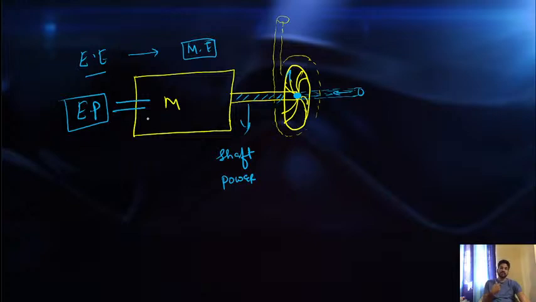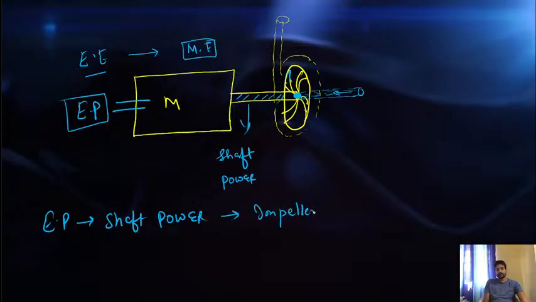We cannot say, because there are some losses. In a similar way, can we say that whatever the shaft power has, that total power is transferred to the impeller? Can we say it? So actually, electrical power is going into the shaft power. Shaft power is going into the impeller power, and this impeller power goes into the fluid. So can I say the total shaft power is going into the impeller? No, we cannot say. There are some losses.